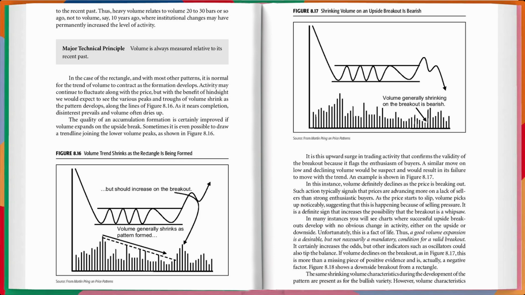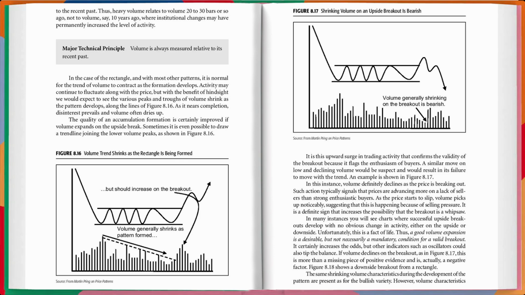In this instance, volume definitely declines as the price is breaking out. Such action typically signals that prices are advancing more on a lack of sellers than strong, enthusiastic buyers. As the price starts to slip, volume picks up noticeably, suggesting that this is happening because of selling pressure.